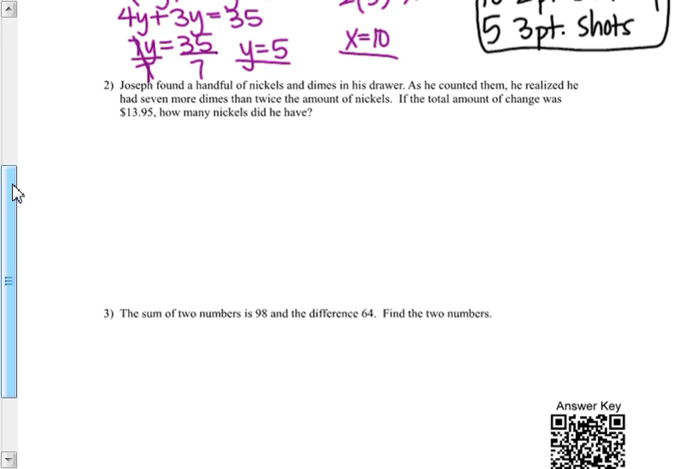Okay, so I'm going to go ahead and declare my variables first. I'm going to say that nickels in blue, dimes in red, x is my nickels, and then y is my dimes.